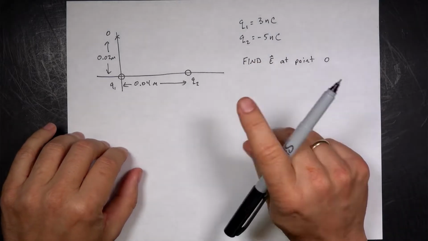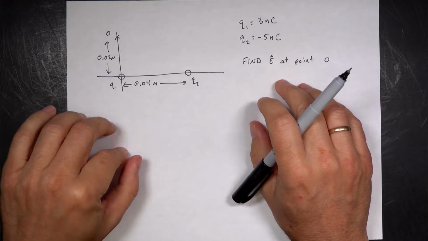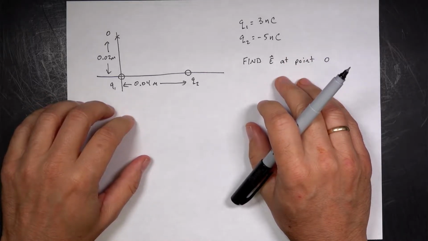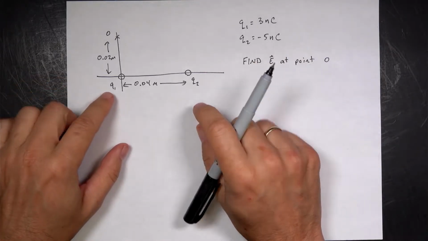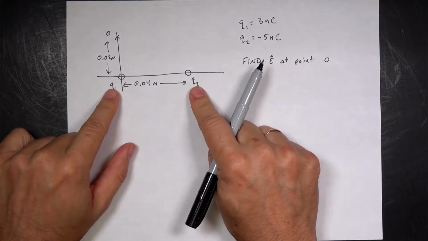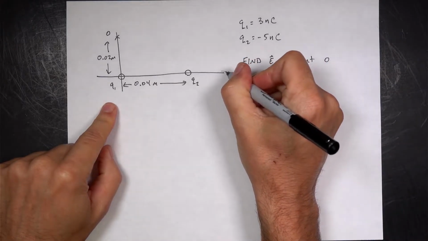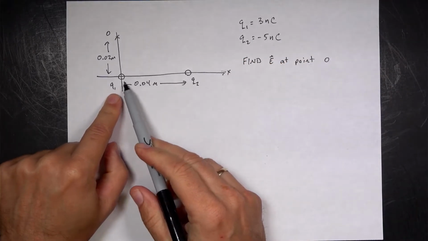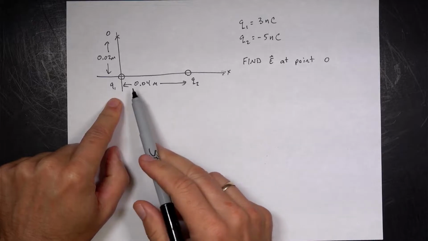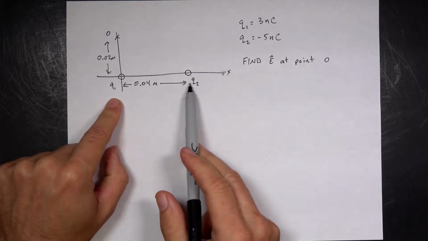Okay, so here is a problem that I made up. Let me explain the problem and then go through the steps of how to solve it. I have two electric charges, Q1 and Q2, and they're both on the x-axis. Q1 is at the origin, and Q2 is 4 centimeters, 0.04 meters, away.